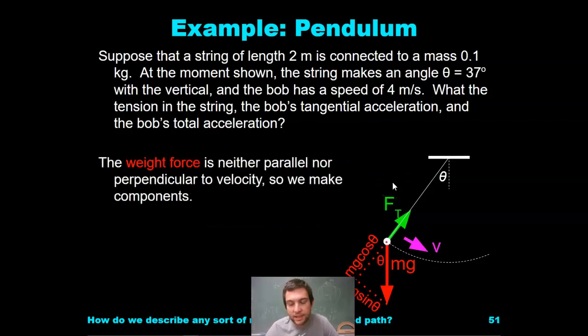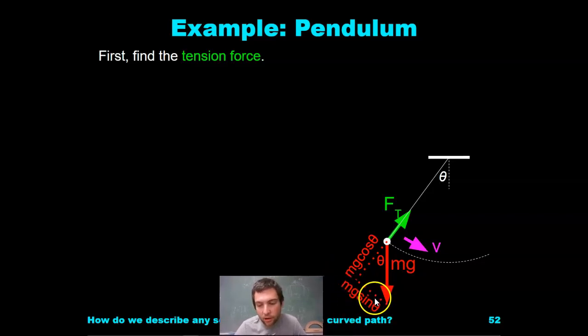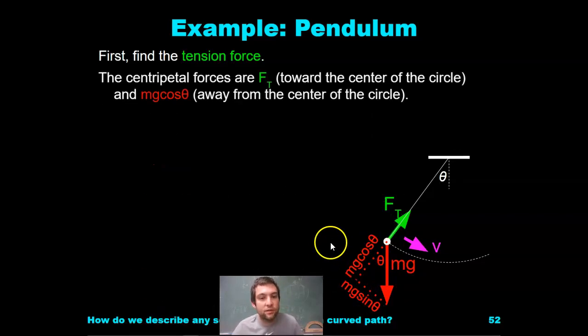The weight force is not parallel or perpendicular, so that's the vector that we resolve into components. We can do that by continuing on down the tension, and then we have mg sine theta, which is the parallel component of the weight. Meanwhile, the perpendicular to the velocity. Anyway, first find the tension force.